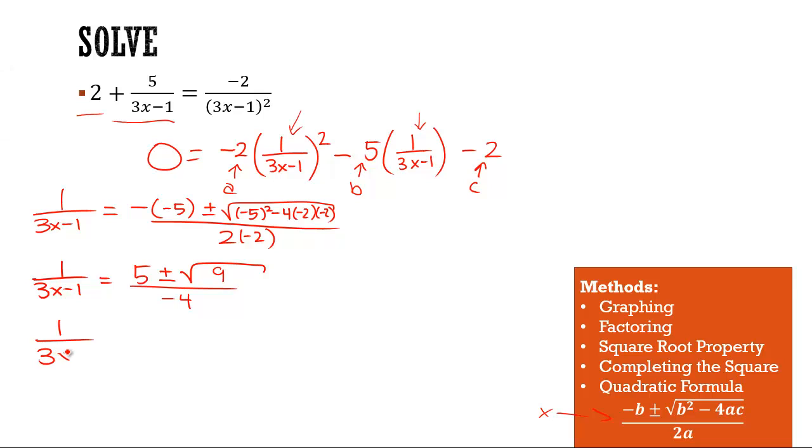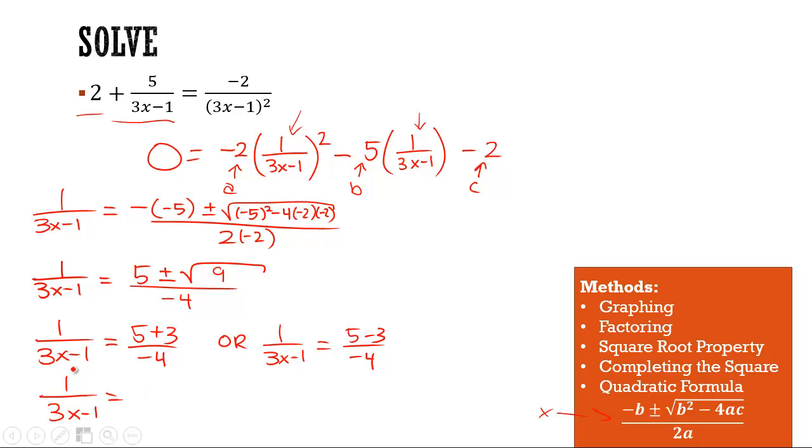So that's 1 over 3x minus 1 is equal to either 5 plus 3 over negative 4, or 1 over 3x minus 1 is equal to 5 minus 3 over negative 4. Now 5 plus 3 over negative 4, that's going to be 1 over 3x minus 1 equals 8 over negative 4. And what's 8 over negative 4? Negative 2. Or 1 over 3x minus 1 is equal to 5 minus 3, which is 2 over negative 4, which is negative 1/2.